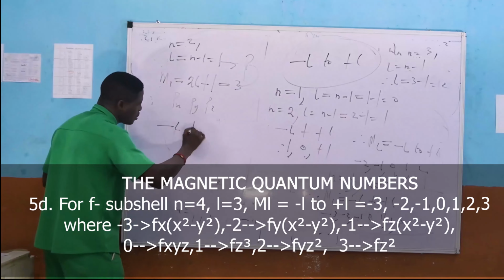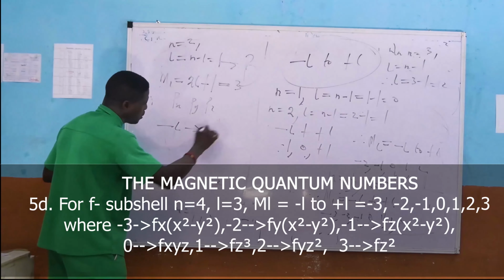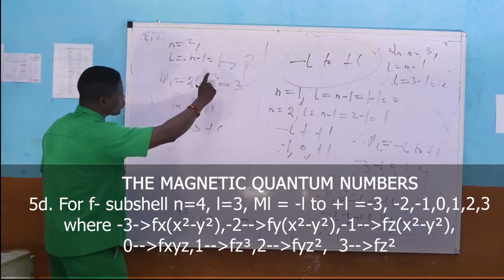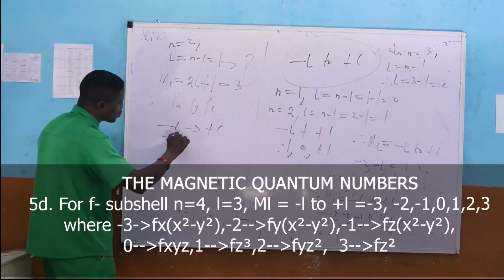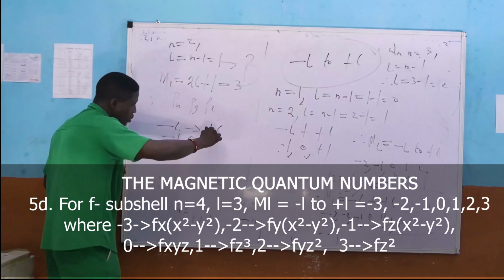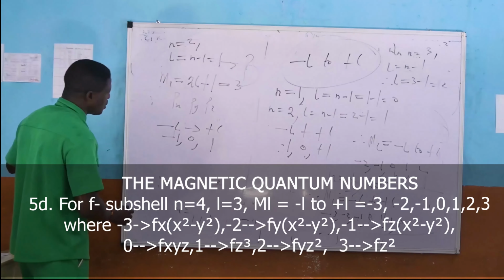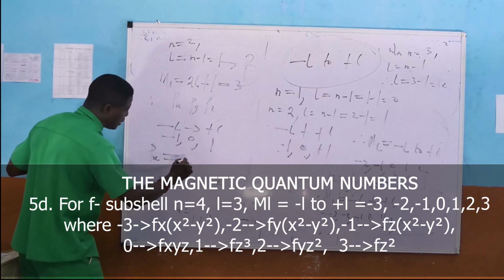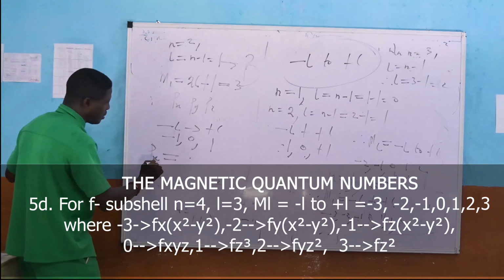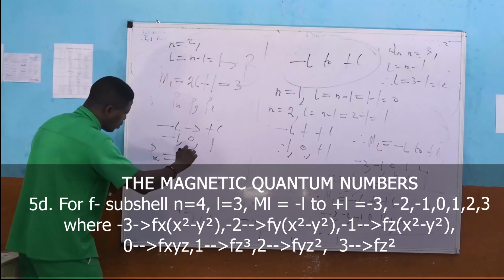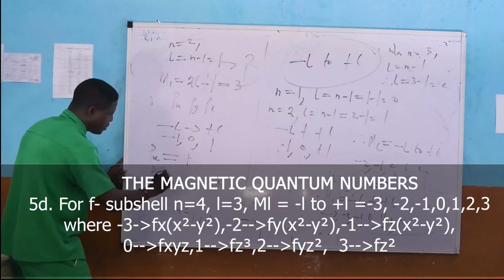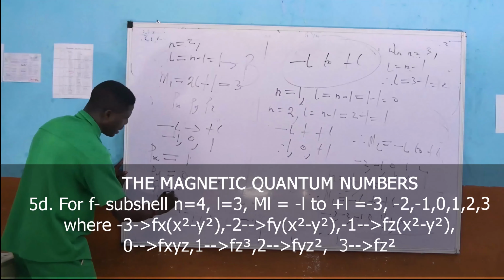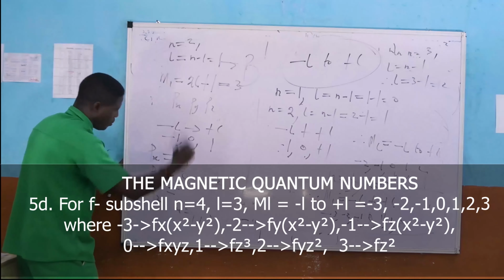We can establish that by saying that the possible values range from -l to plus l. When the azimuthal quantum number is 1, the possible values become -1, 0, and 1. Then for px, the magnetic quantum number is -1. For py, the magnetic quantum number is 0. And of course, for pz, the magnetic quantum number is 1.